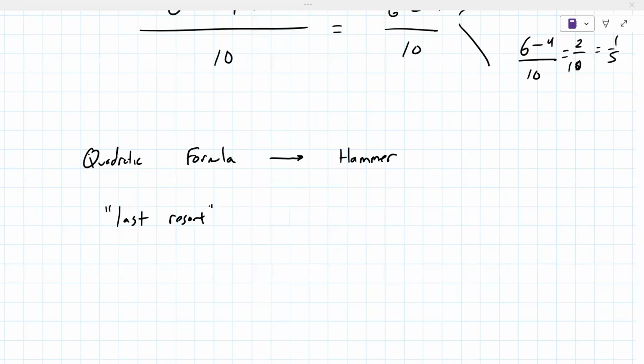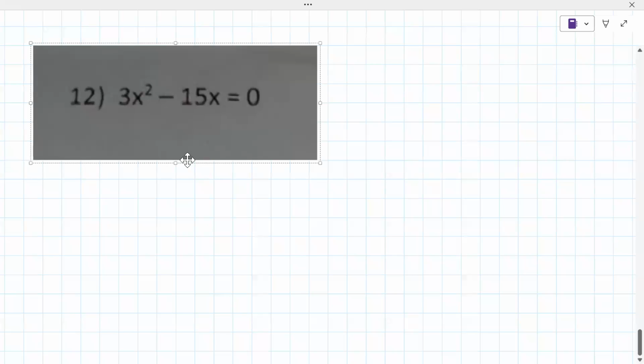It's likely that on your test, you will only need to use the quadratic formula on one question, not all of them. All right. We're going to take a look at number 12 here. There is an order here. The first thing you try when solving quadratic equations is GCF factoring. We were working on this on Wednesday. That's the first thing you always try.